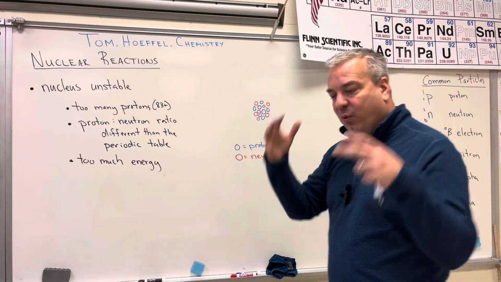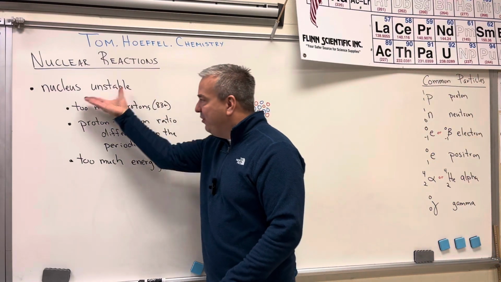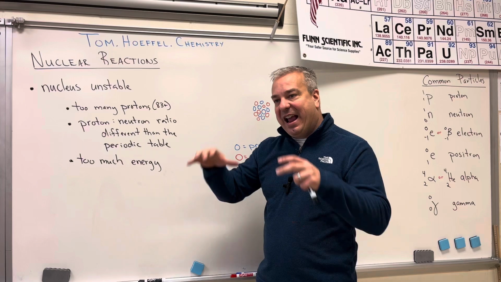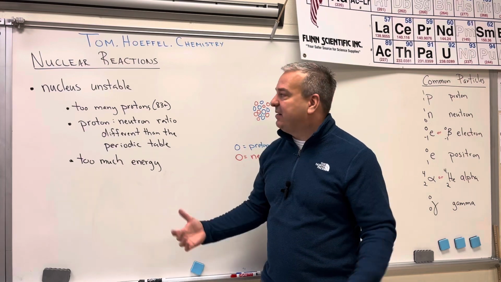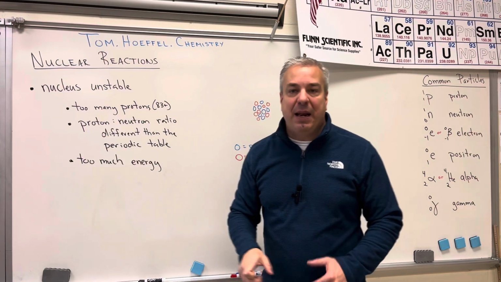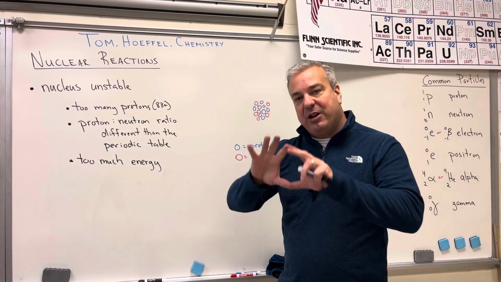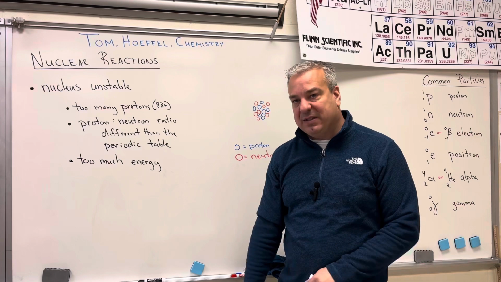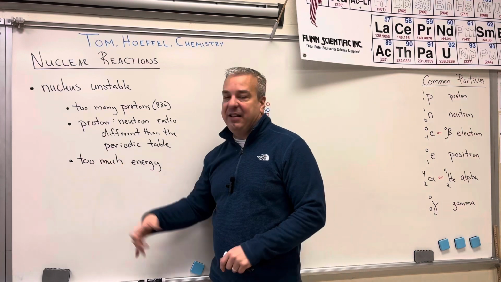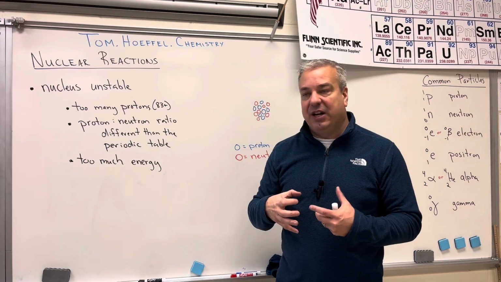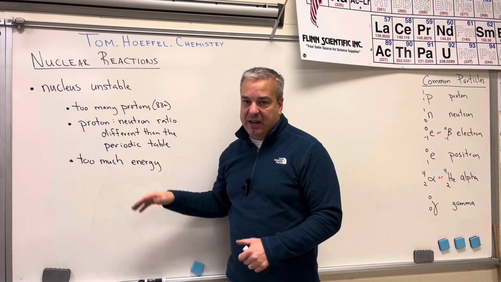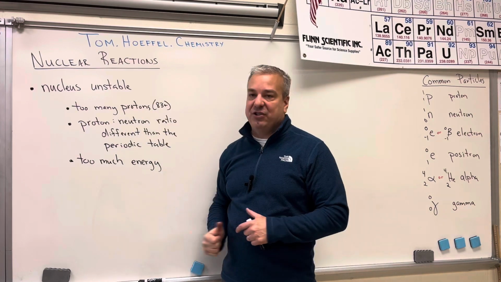So we have these radioisotopes with a nucleus that's unstable, and it's unstable for three different reasons. The first reason is it could have too many protons. The second reason is the proton to neutron ratio might be off, different than what's on the periodic table. And finally, the nucleus might just have too much energy. Based on these conditions, you're going to have different types of nuclear reactions that occur.